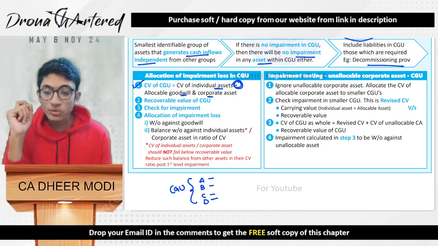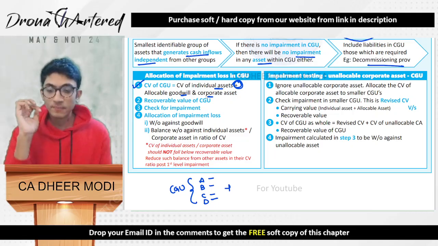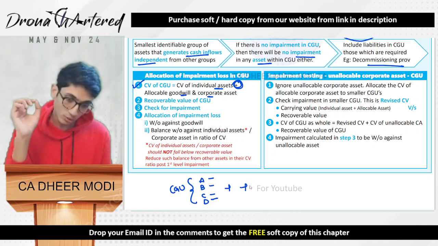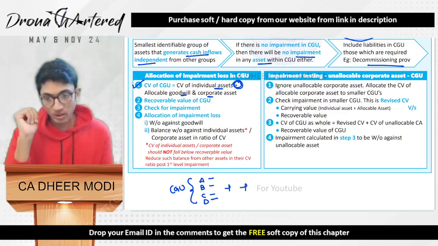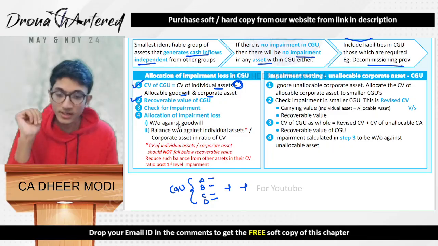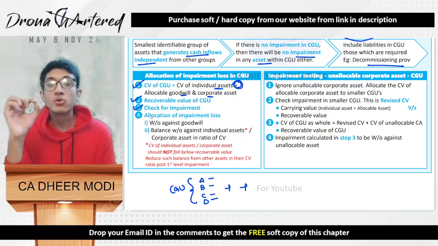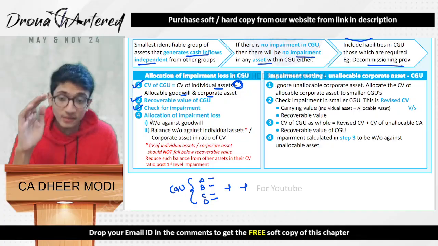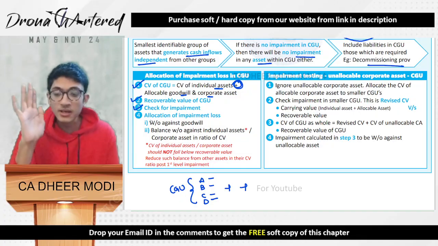Then you add allocable goodwill, which will be given in the question. You add that, and any corporate asset will also be added. This becomes the carrying value of the CGU as a whole. Next, you take the recoverable value of the CGU, which will be given in the question. You check for impairment, comparing 1 and 2. Only if the recoverable value is less than the carrying value will there be impairment.